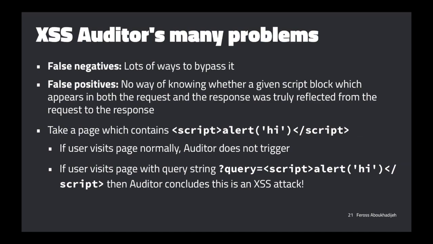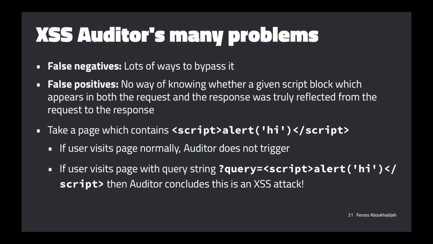So let's make that concrete. Say we have a page with a script alert hi in it, and this is supposed to be there. This is code that the site author included, so they're happy to have this code run. Now, if the user visits this page, then the XSS auditor is not going to do anything. It's going to think everything's fine and run the script, no problem. But if the user visits the page and attaches a query string, query equals that script that appears in the page, the auditor is going to think that was reflected into the page. And so it's going to conclude it's an attack, and therefore it's going to neuter the script and make it not run.